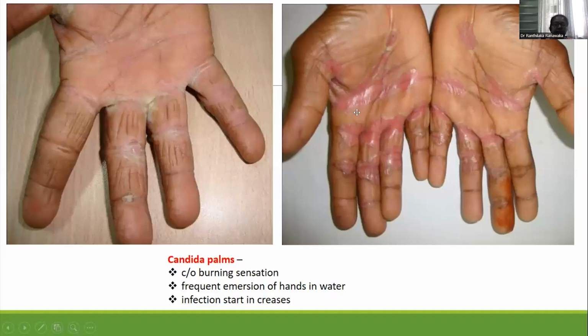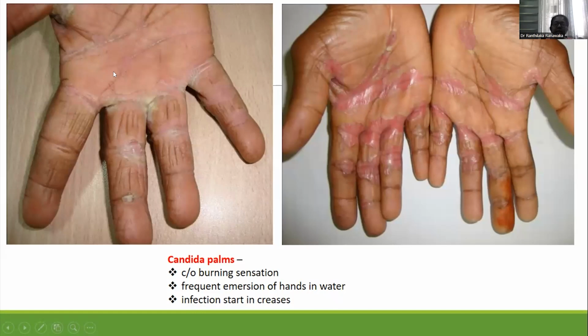Right? So this is candida on palms. Like you may have seen this in housewives and some elderly women who wash all the time. They have this burning sensation on creases, palmar creases. This is candida infection, right? Burning sensation, they complain due to frequent immersion of hands in water. So infections start in creases, but later on it can spread to other areas. But most of the time when it is on the creases, they seek treatment.